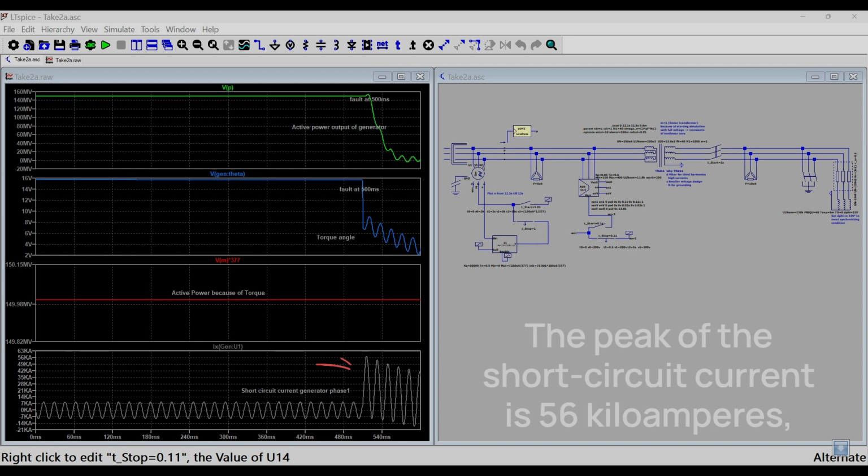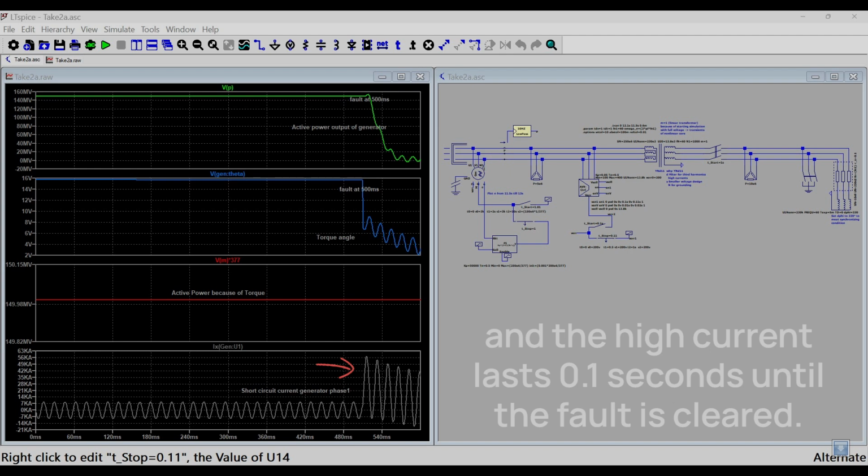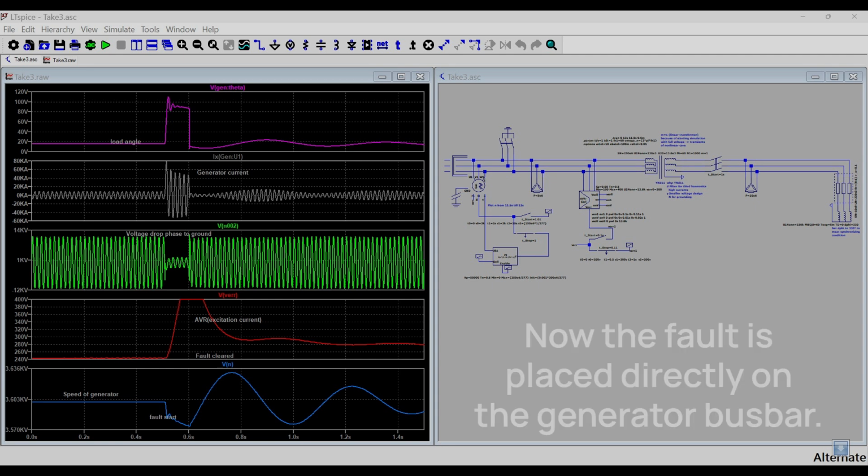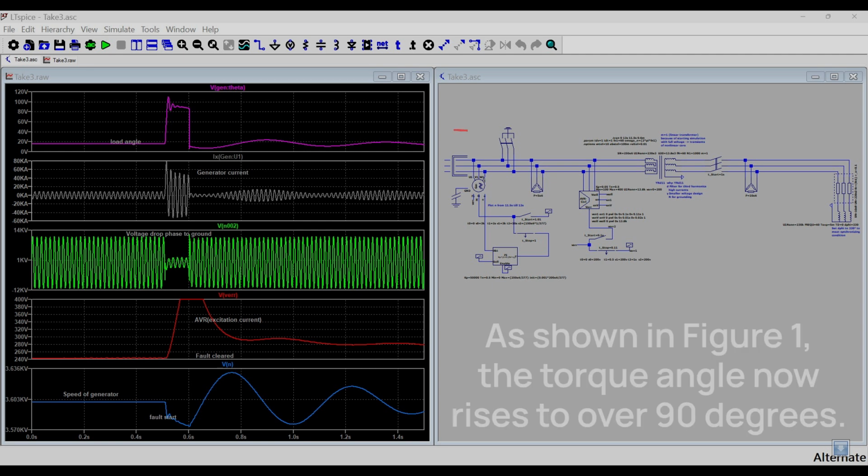The peak of the short circuit current is 56 kiloamperes and the high current lasts 0.1 seconds until the fault is cleared. Short circuit near the generator. Now the fault is placed directly on the generator bus bar. As shown in Figure 1, the torque angle now rises to over 90 degrees.